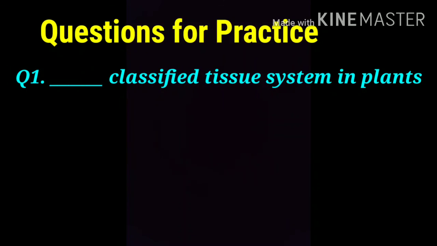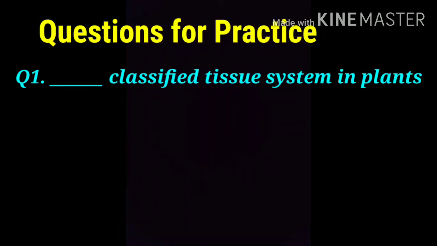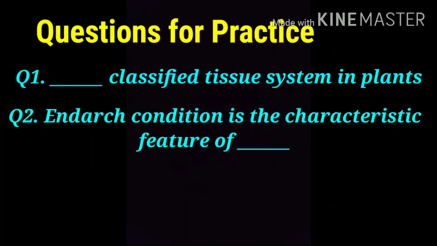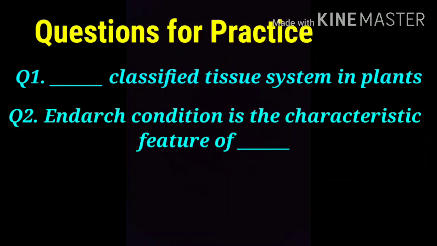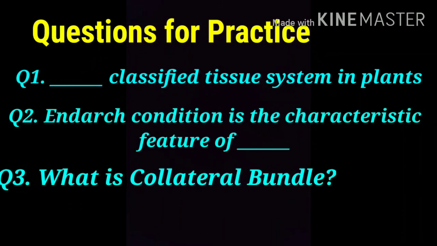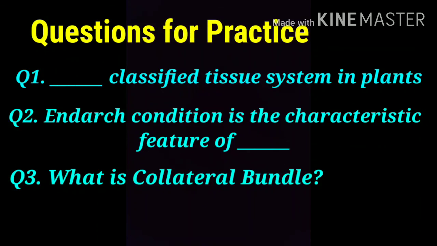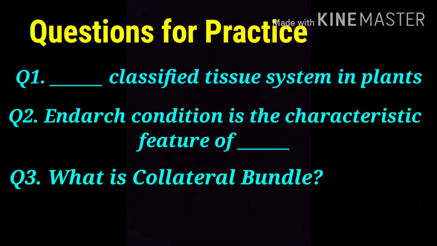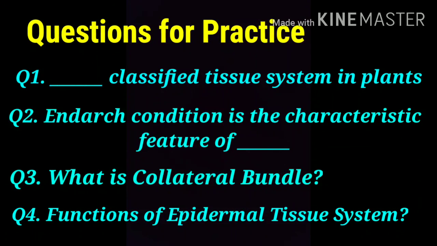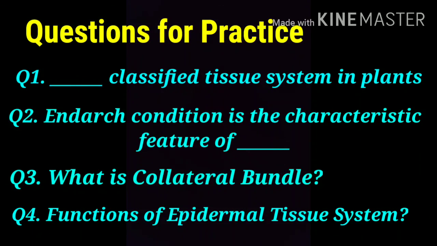Children, now I am giving some exercise. First one, dash classified tissue system in plants. Second, the endarch condition is the characteristic feature of dash. Third, what is collateral bundle? Fourth, what are the functions of epidermal tissue system?